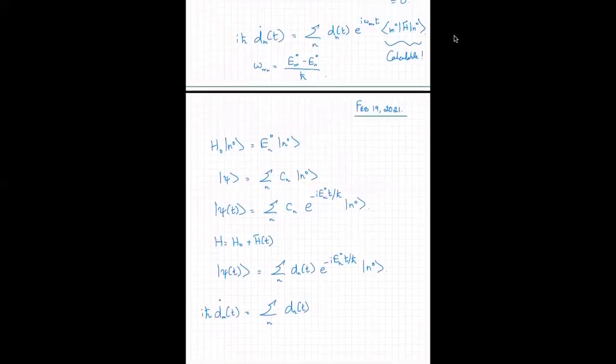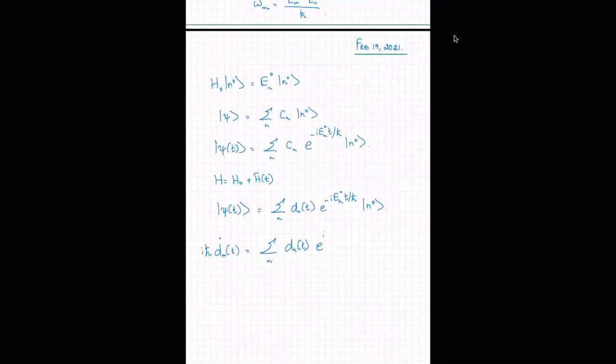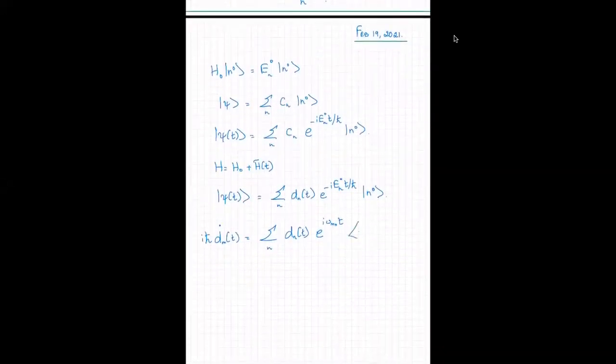d-dot n of t equals a sum over m of dm of t, e to the i omega mn t, times the matrix element of the perturbation between the unperturbed states. Okay, so this is where we stopped yesterday.